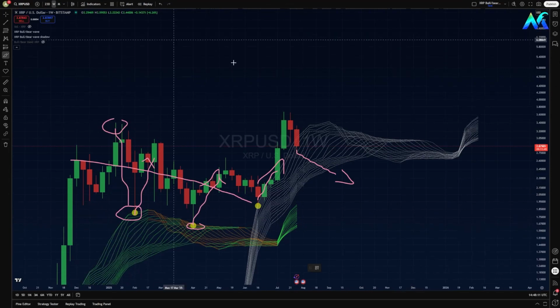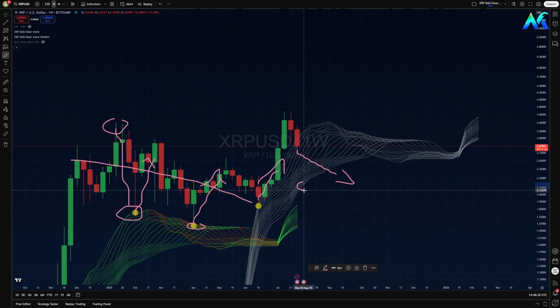Right now we are on the weekly time frame, and next week you can see that the bottom of the shadow will be around $2.20. So keep this level in mind. We don't want XRP to go below that level next.